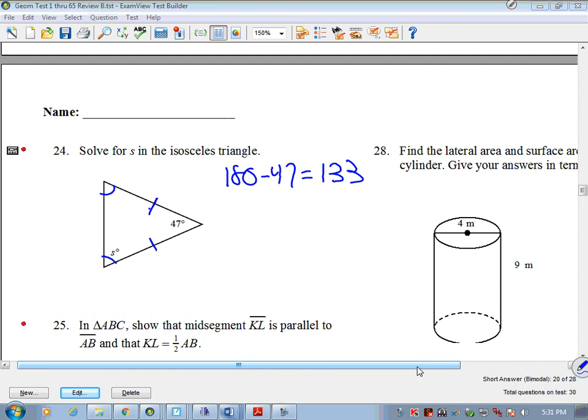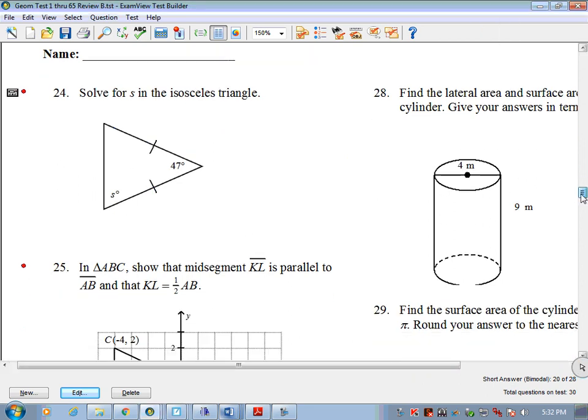And my base angles are congruent, so they're going to take that 133 and split it evenly, which is going to come out to 66.5 degrees shared evenly between them. S equals 66.5 degrees. That's lesson 51, properties of isosceles and equilateral triangles.